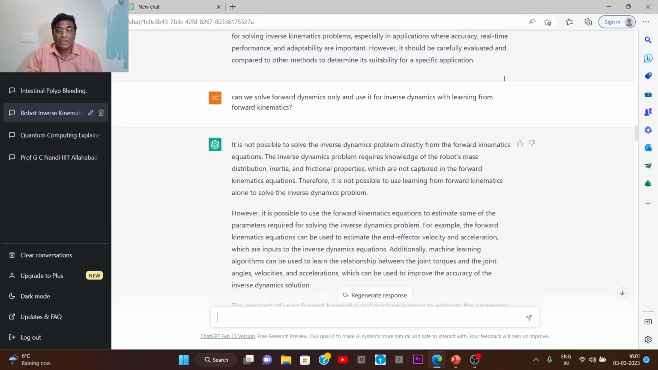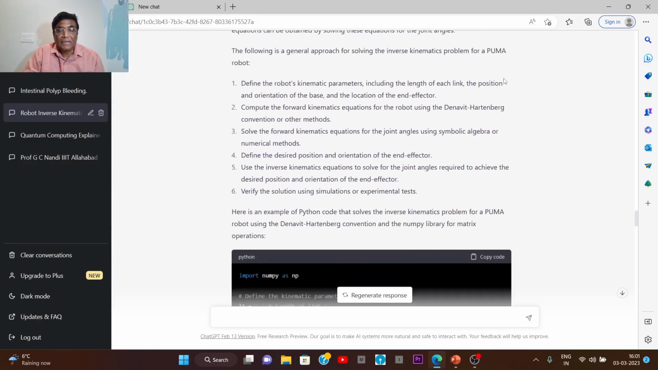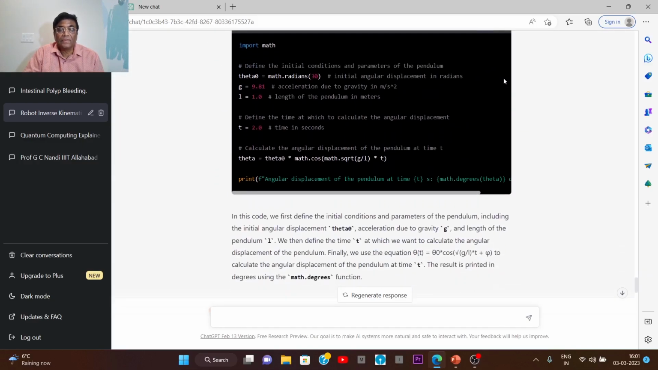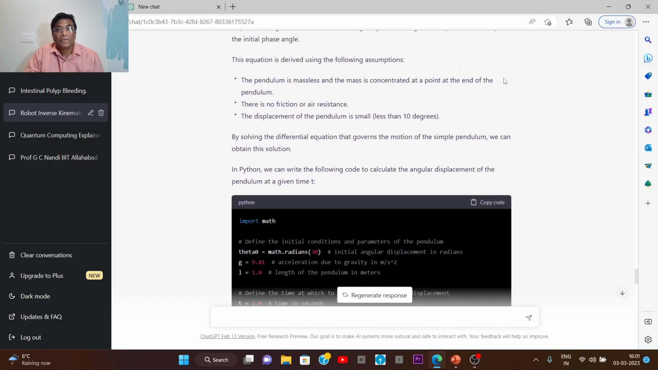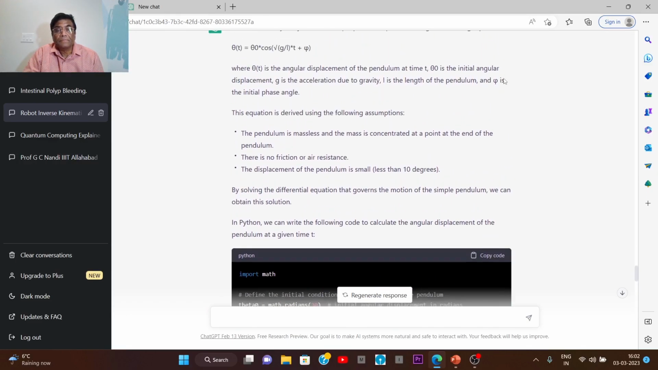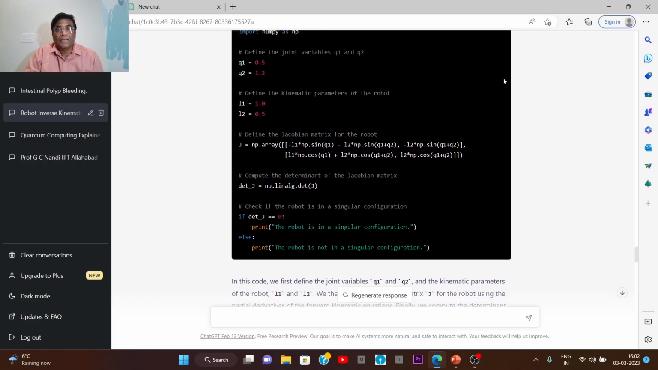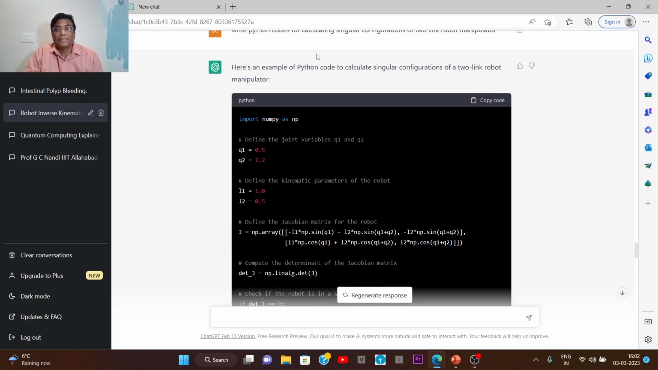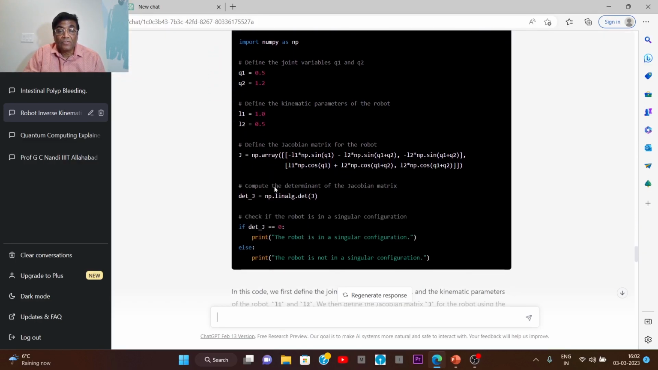And then I also asked, write a code for resolved control, and it wrote. I will show you. Okay, so here it is. Here is an example of Python code to calculate singular configuration of the two-link robot manipulator. So I asked, write Python code for calculating singular configuration of a two-link robot manipulator. So it wrote, okay, it explained also.